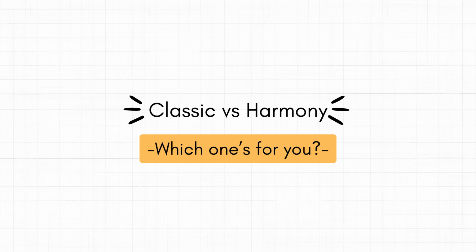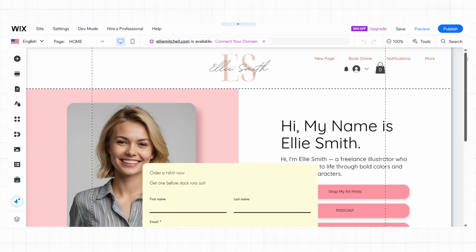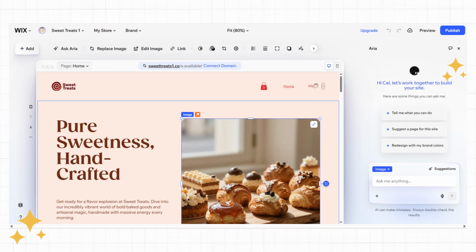Let's get started. The interface, minimalist versus classic. The first thing you'll notice is the workspace. The classic editor uses that familiar left-hand sidebar with large icons for everything from your pages to your media. Harmony, on the other hand, is built for focus. It features a clean, minimalist environment where the ad and brand menus are tucked neatly at the top, and a contextual action bar floats right above your elements, giving you only the tools you need in that moment.